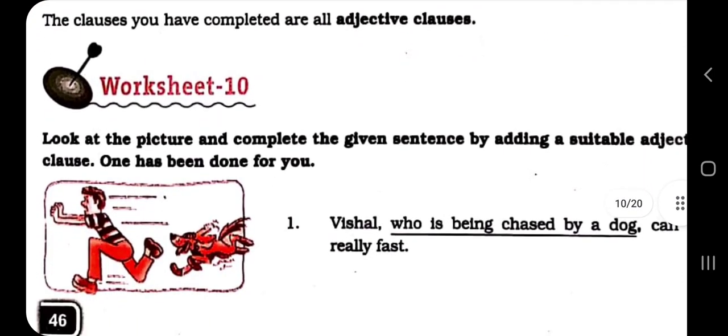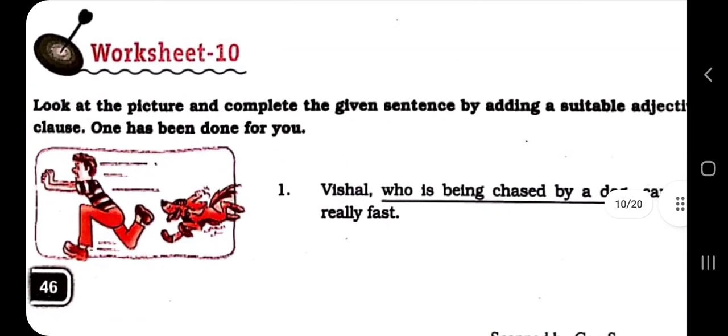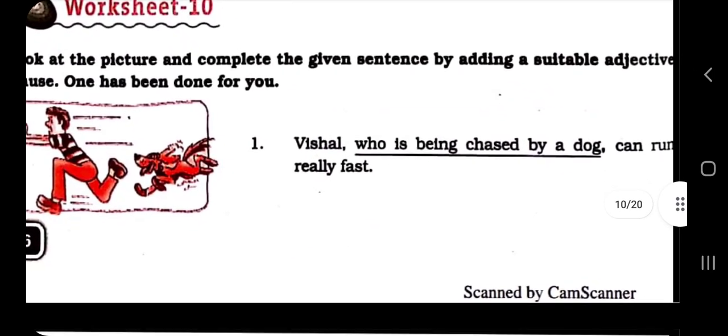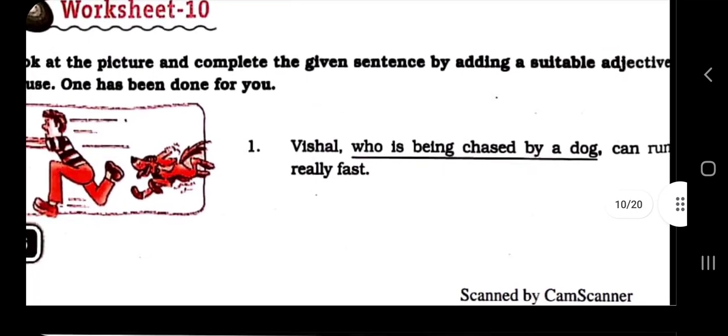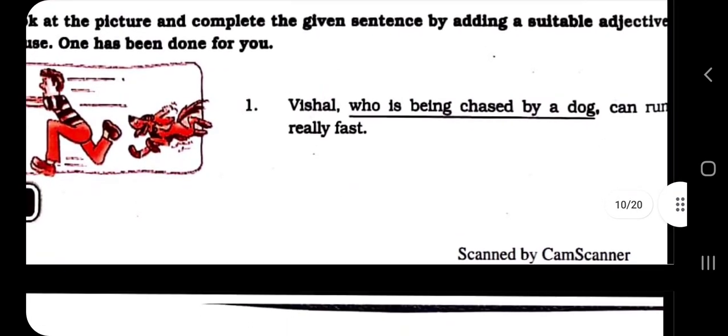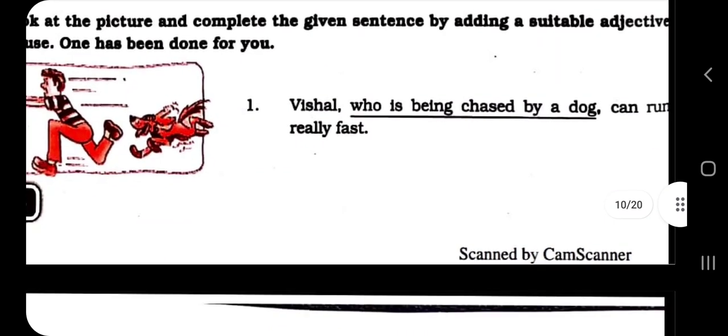Worksheet 10. Look at the picture and complete the given sentence by adding a suitable adjective clause. One has been done for you. Vishal, who is being chased by a dog, can run really fast. Now see here, the dog is chasing, so one has to protect himself or herself in order to escape the dog. So now see here, you have to use what? Adjective clause. So Vishal, who is being chased by a dog, can run very fast.